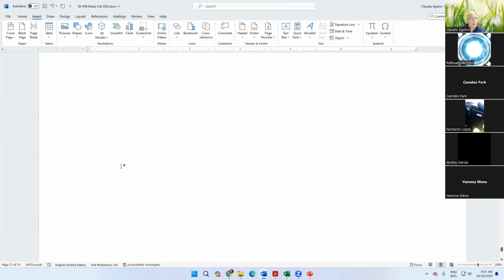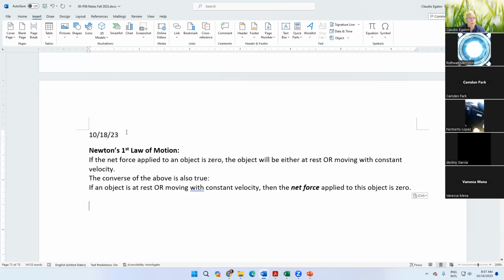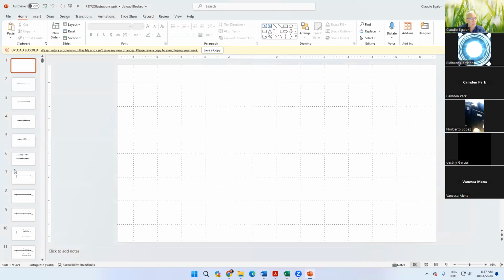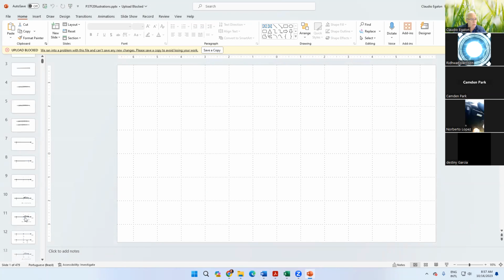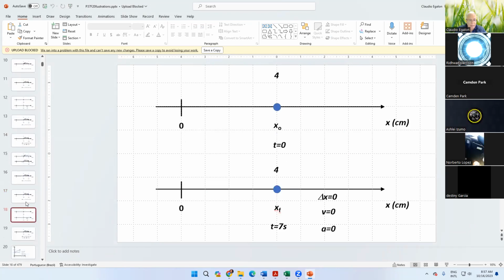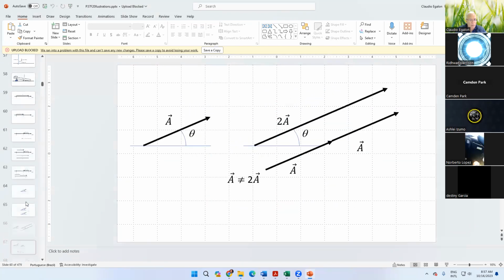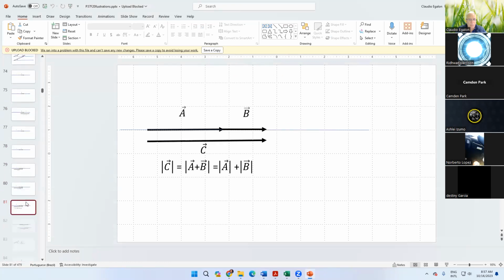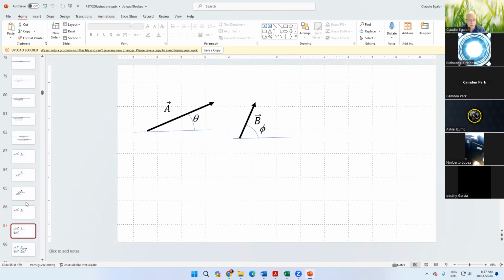Page break. And 1823. That's the one, Newton's first law of motion. And there are a bunch of problems where we're going to use Newton's first law of motion, and start getting used to this law.